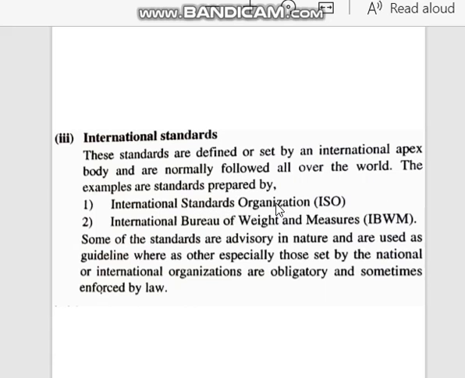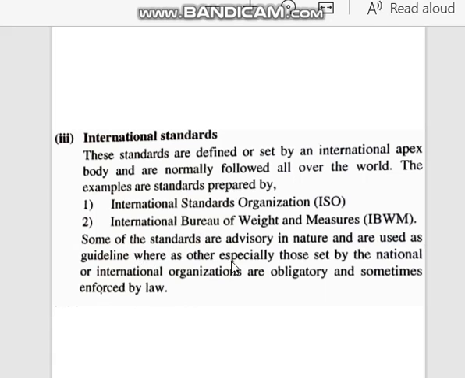In so many things, we follow ISO, International Standards Organization. See, if it is only IS, it is called Indian Standard, but if it is ISO, it is International Standards Organization. And then the International Bureau of Weights and Measures, IBWM. You see, this is another international body.